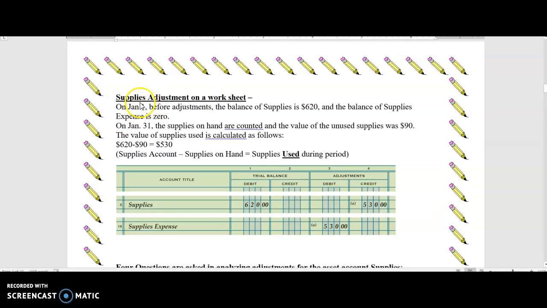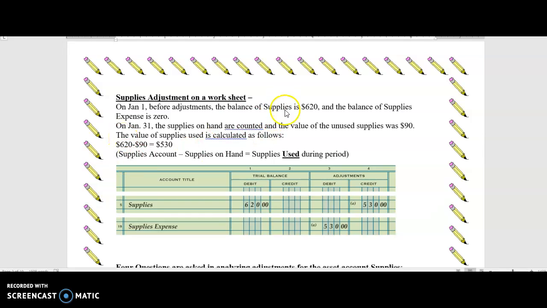Here's an example of the supplies adjustment. In fact, we're going to do two different adjustments in this section, one on supplies and one on insurance. So on January 1st, before adjustments, the balance of our supplies is $620, and the balance of supplies expense is 0. On January 31st, the supplies on hand are counted and the value of unused supplies was $90. The value of supplies used is calculated as follows.